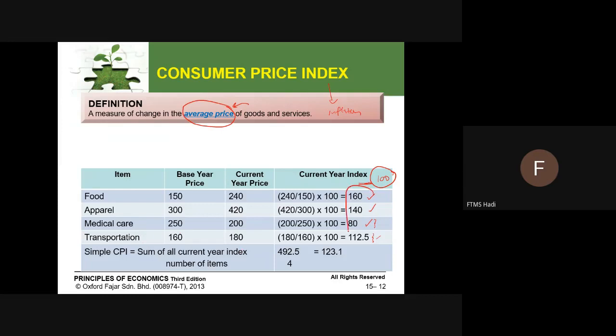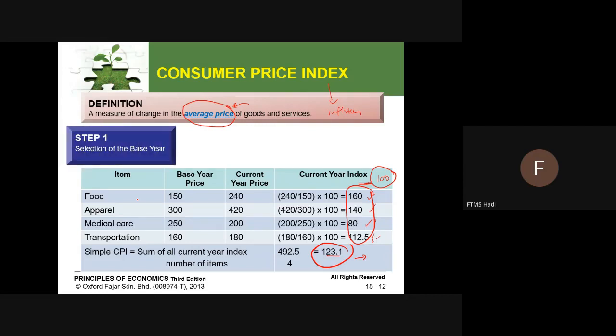So if you add those four and average them, the general price index, the CPI for the country, is 123.1, which means the inflation rate is about 23.11% for the whole of products and services.